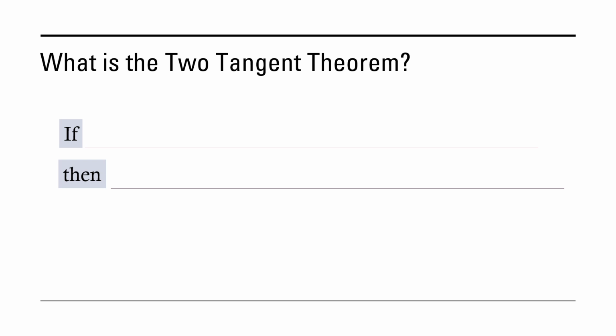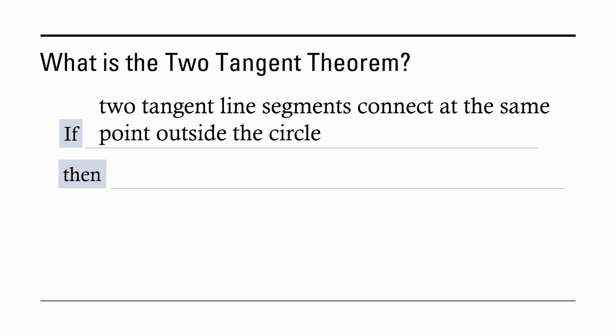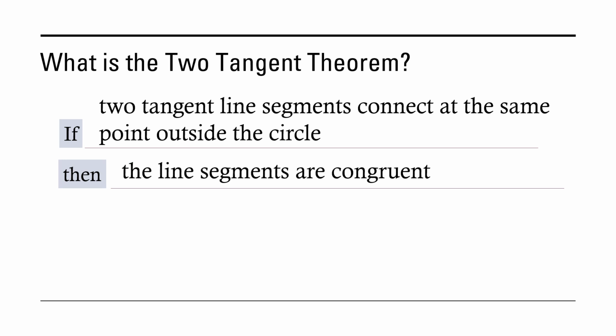The second property that I want you to know is the two-tangent theorem. It's again in the same format of if, then. If two tangent line segments connect at the same point outside the circle, then the line segments are congruent. So here's the picture. I have a circle. I have a point outside the circle. I have two tangent lines that connect to that point. And what this theorem tells me is that those two line segments are the same size.